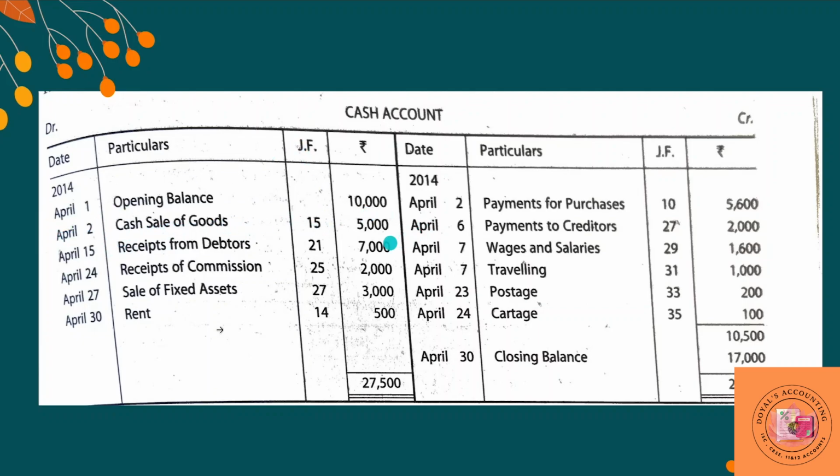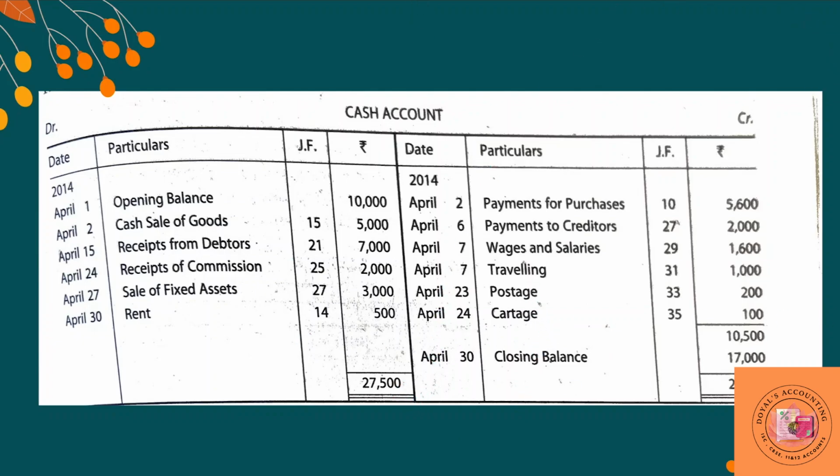Cash sale of goods rupees 5,000, money that I have received from debtors 7,000, receipt of commission 2,000, sale of fixed assets 3,000, rent 500. So whatever cash is coming into the company is being debited, whereas whatever is going out of the company is being credited and is written over here, like your payments for purchases, payments to creditors, payments in salaries, traveling, postage, cartage, etc. And then here we have the closing balance. And at the end of every account, both balances must tally.